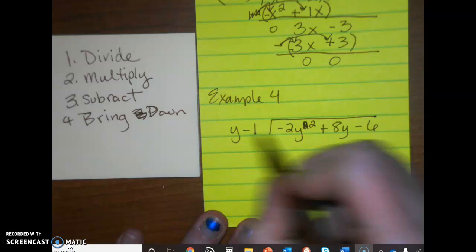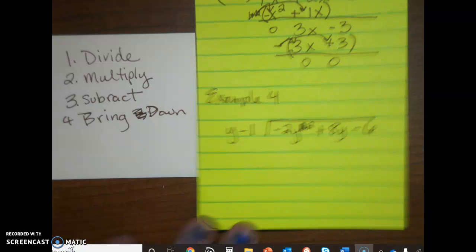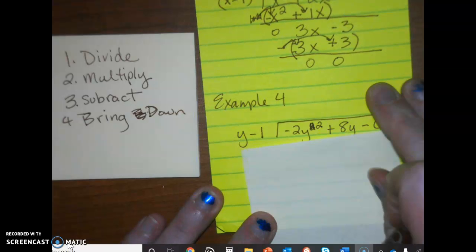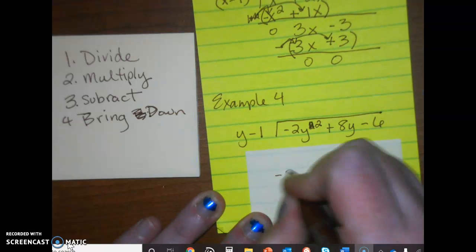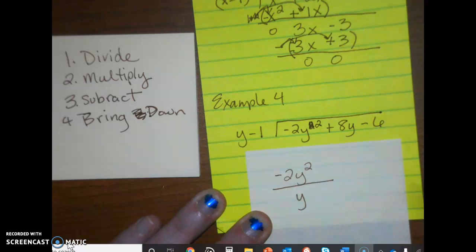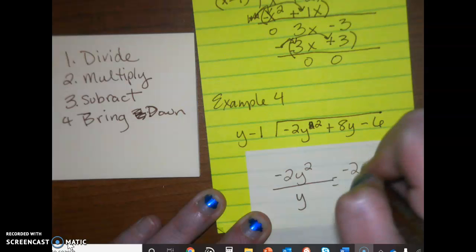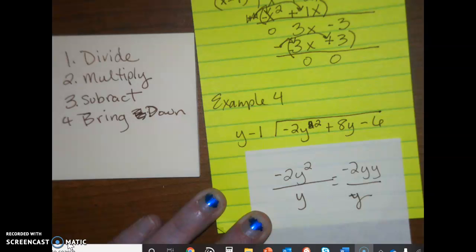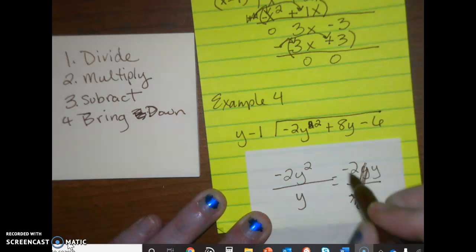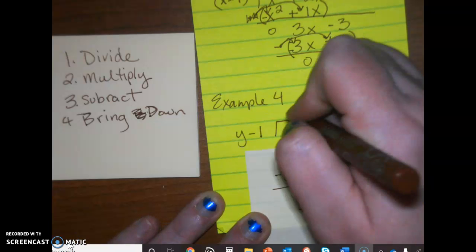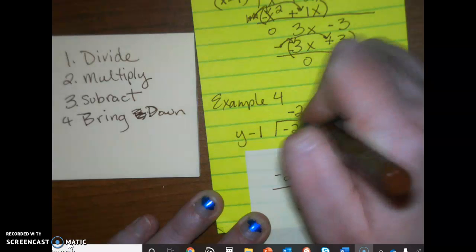So I'm going to take y. How many times does it go into negative 2y squared? Well, let's look at that. So I've got negative 2y squared divided by y. This is the same thing as this. Oops, that's just a y. Well, all that cancels out is this part right here. So what's left? Negative 2 and a y. So up here, negative 2y.